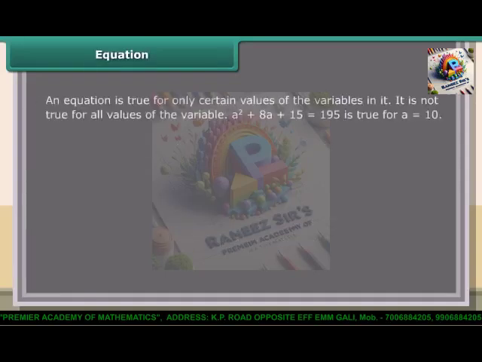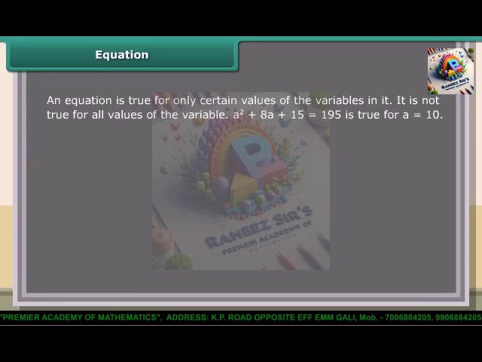Equation. An equation is true for only certain values of the variables in it. It is not true for all values of the variable. a square plus 8a plus 15 is equal to 195 is true for a is equal to 10, but it is not true for a is equal to minus 1 or a is equal to 0, etc.